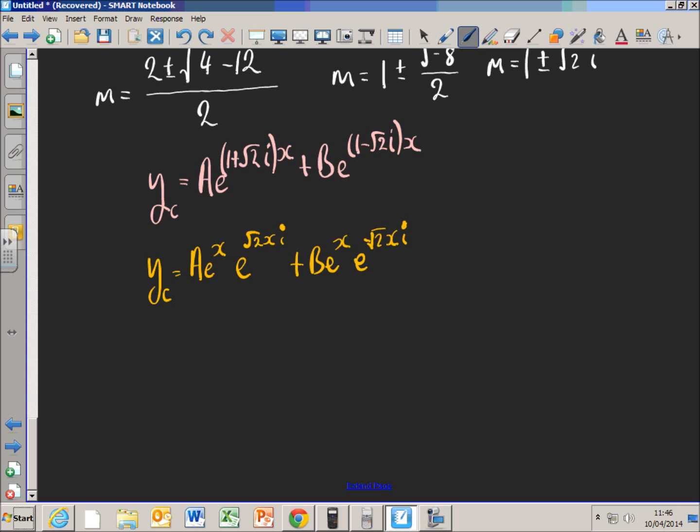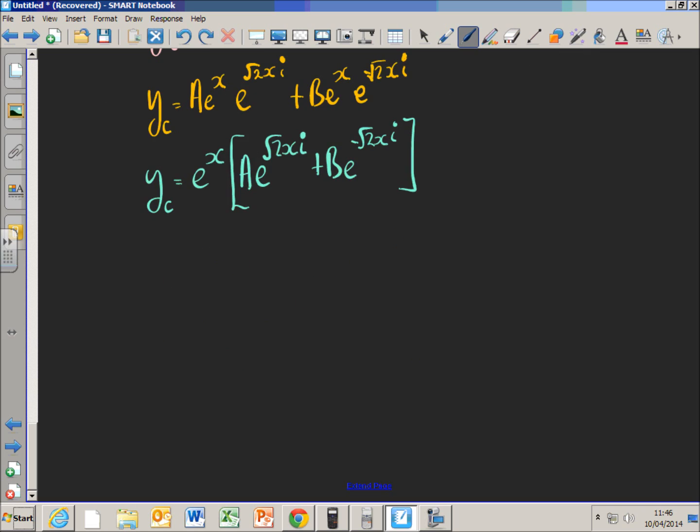Okay. Right, Ryan, what are we going to do next with that? Take out e to the x. So e to the x is coming out the front. And then inside I'm going to get A e to the root 2 xi plus B e to the negative root 2 xi. Okay. Next step. Anybody?